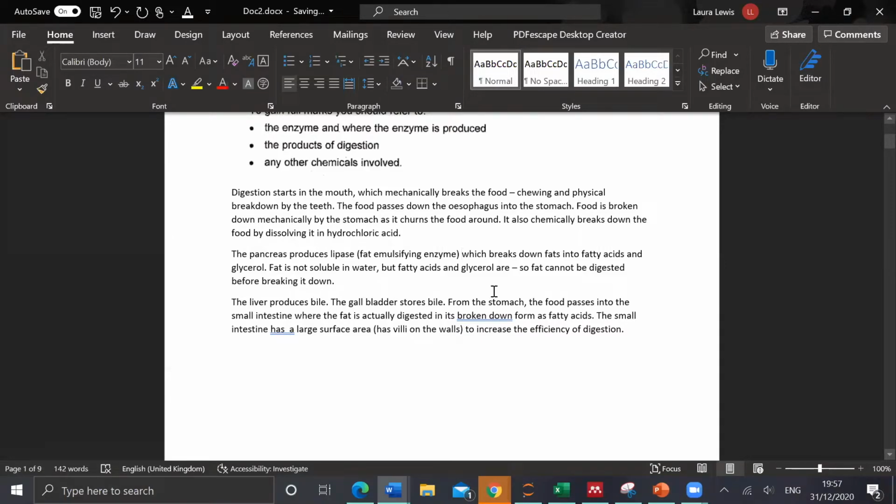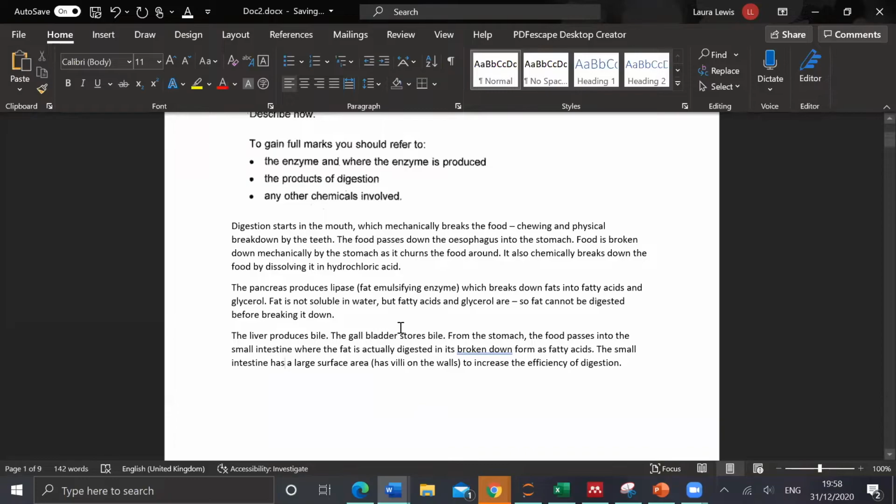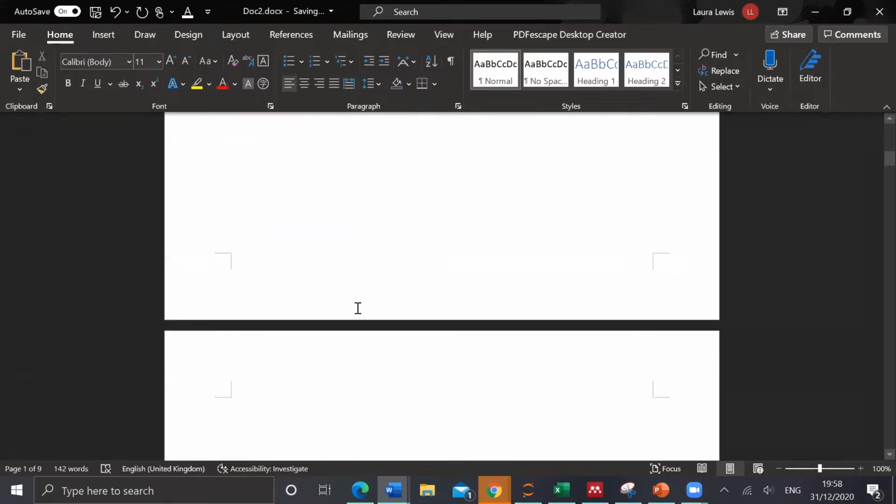From the stomach, the food passes into the small intestine, where the fat is actually digested in its broken down form as fatty acids. Okay, the small intestine has a large surface area, it's got villi on the walls to increase the efficiency of digestion. Okay, so that would be worth 6 marks. Okay, right, next question.